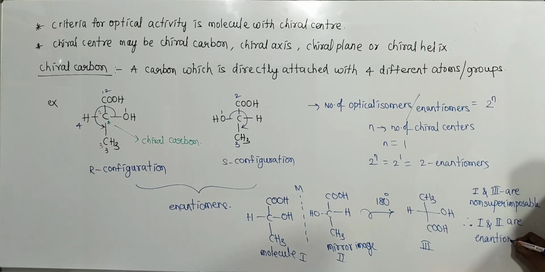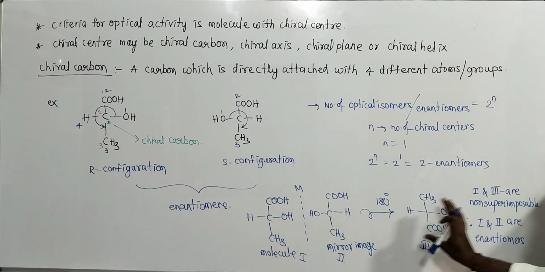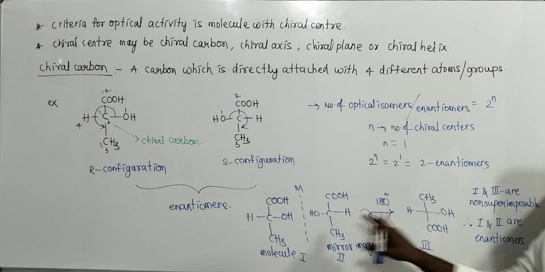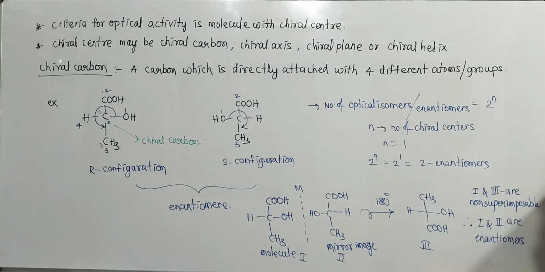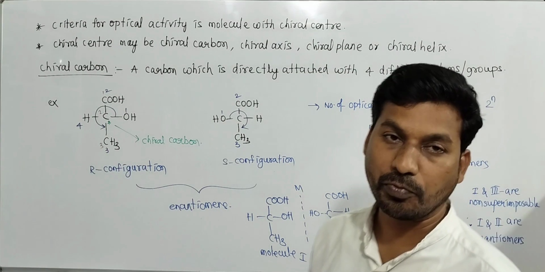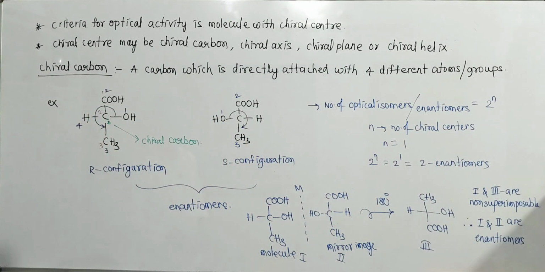This is a different concept, the non-superimposable mirror images concept. You have to verify like this: change all positions and place one over the other. If these two are superimposable, that is not an enantiomer. That becomes a homomer. Superimposable mirror images are homomers.